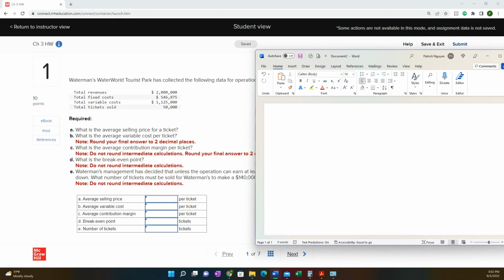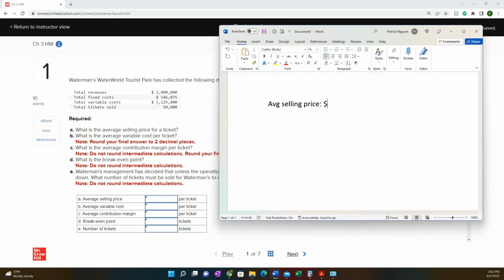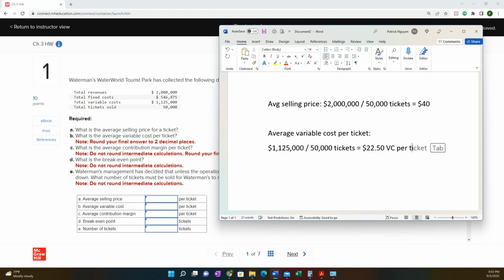The average selling price for a ticket: we have $2 million in total revenue, and we divide that by the total number of tickets sold. That gives us $40 per ticket. Next, the average variable cost per ticket. Our total variable cost is $1,125,000. Divide that by 50,000 tickets, and we get $22.50 variable cost per ticket.